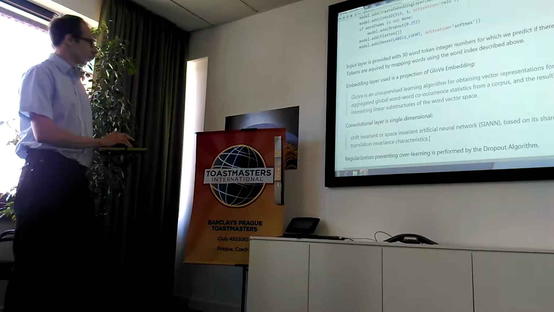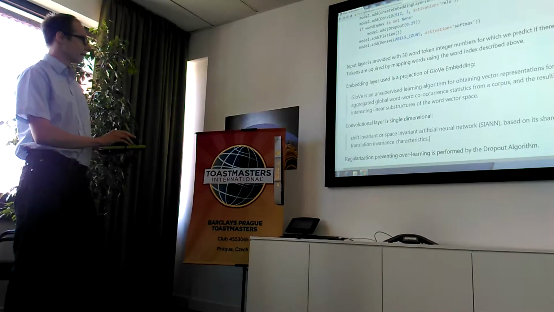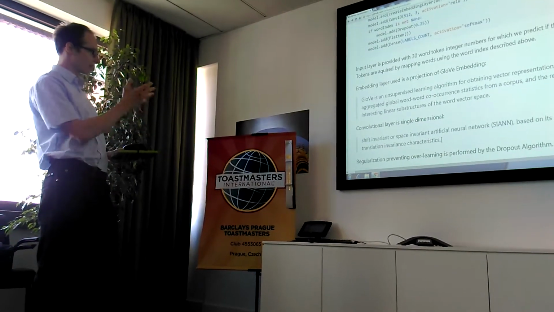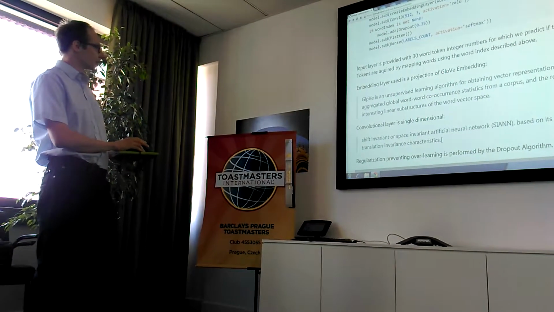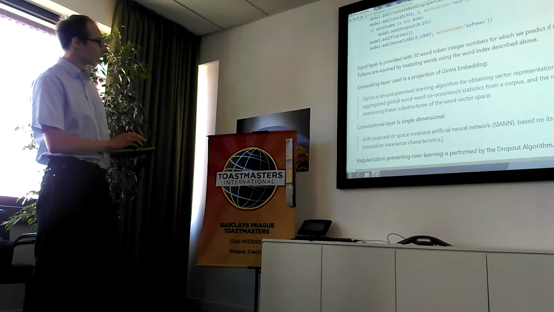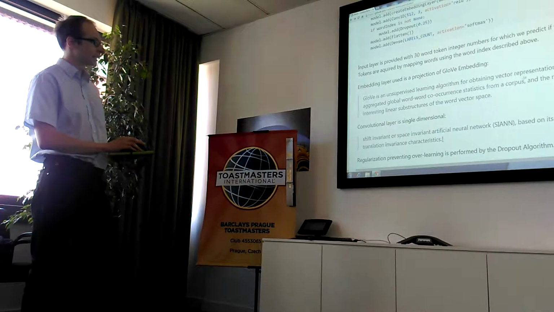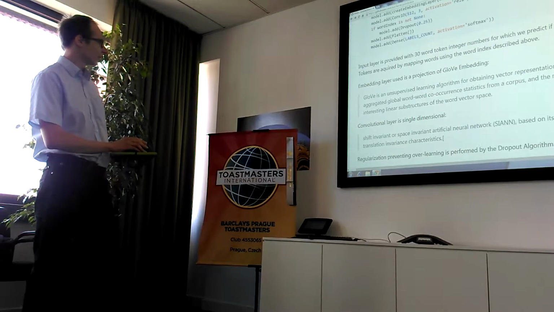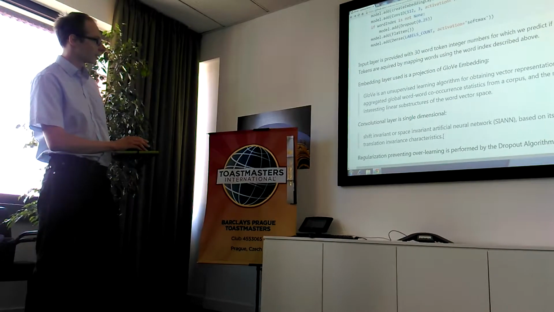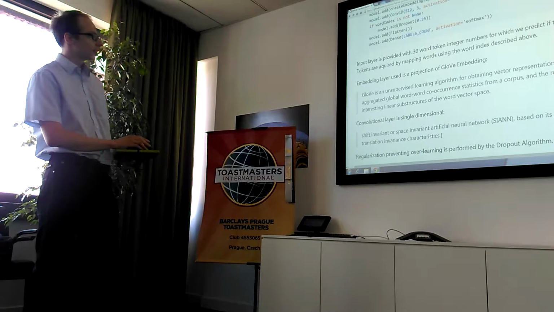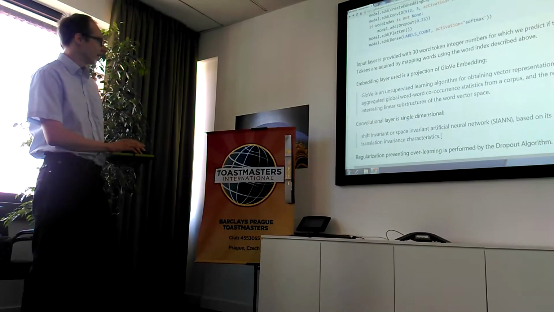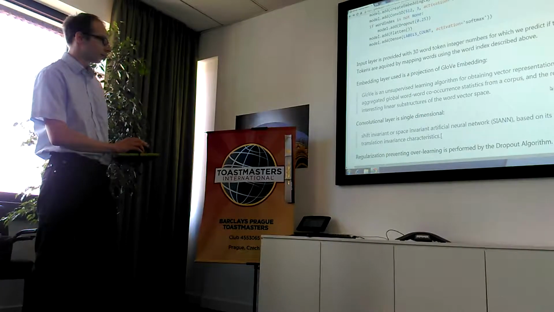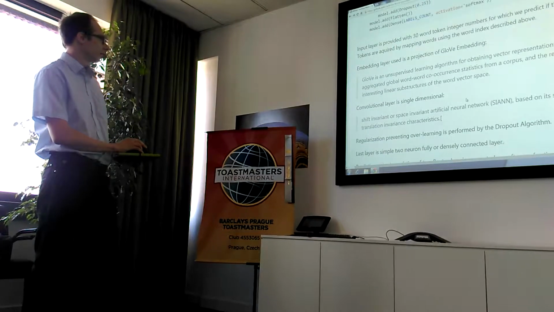We'll read here the description of the GloVe embedding data that I used. I downloaded and used the weights from this. GloVe is an unsupervised learning algorithm for obtaining vector representations of words. Training is performed on aggregated global word-to-word co-occurrence statistics from a corpus, and the resulting representations showcase interesting linear substructures of the word vector space.